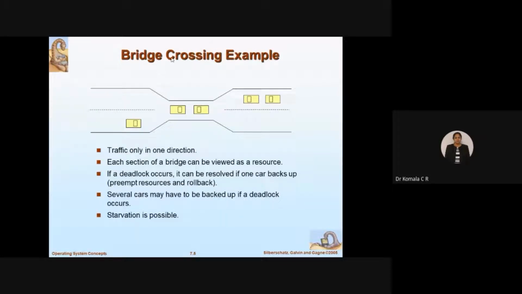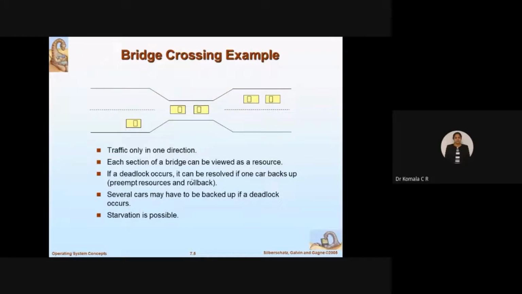Instead of processes, we also have a real-time example: how to overcome the problem while crossing a bridge. Here there is traffic in only one direction. This is a bridge. On the left side I have one car, and on the right side I have two cars requesting the same bridge. So the bridge itself is a resource, and each section of a bridge can be viewed as a resource.